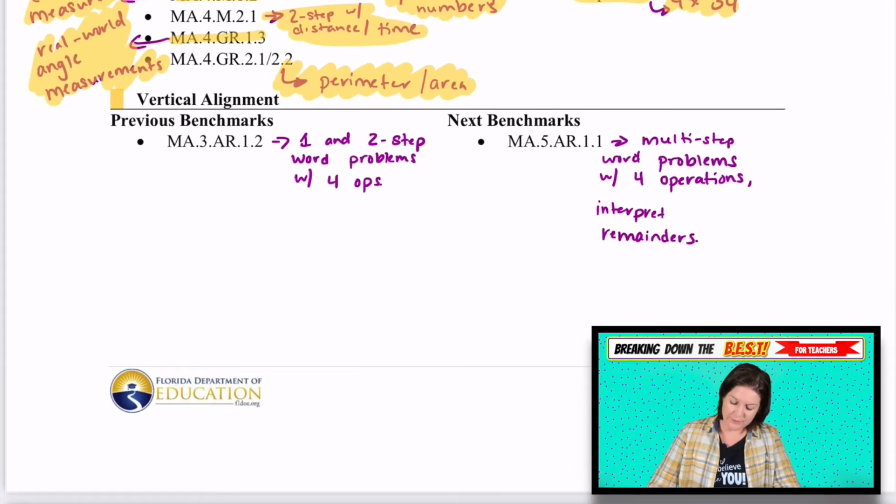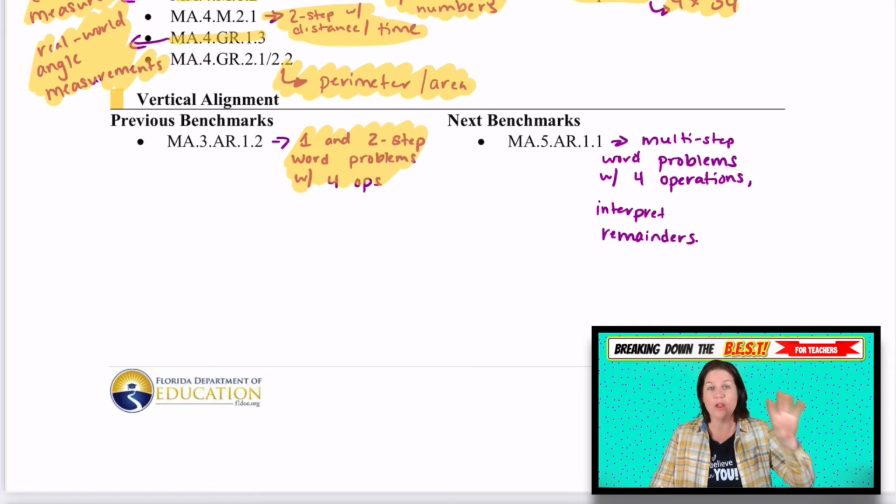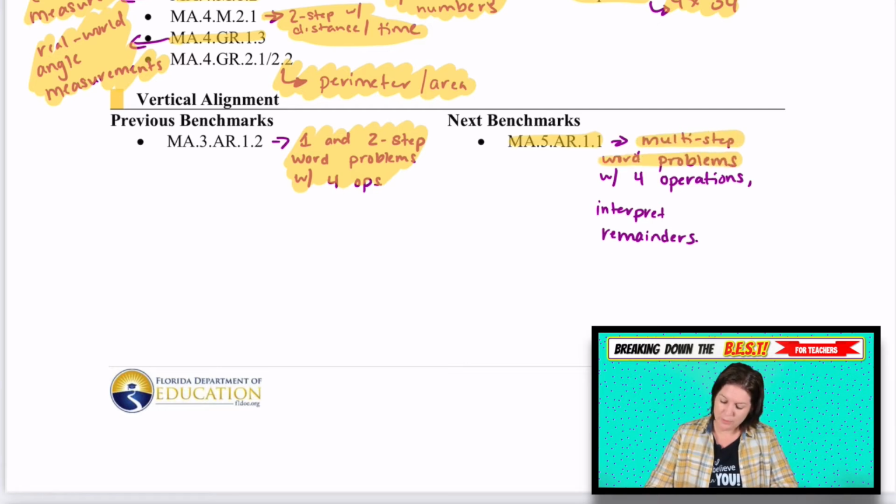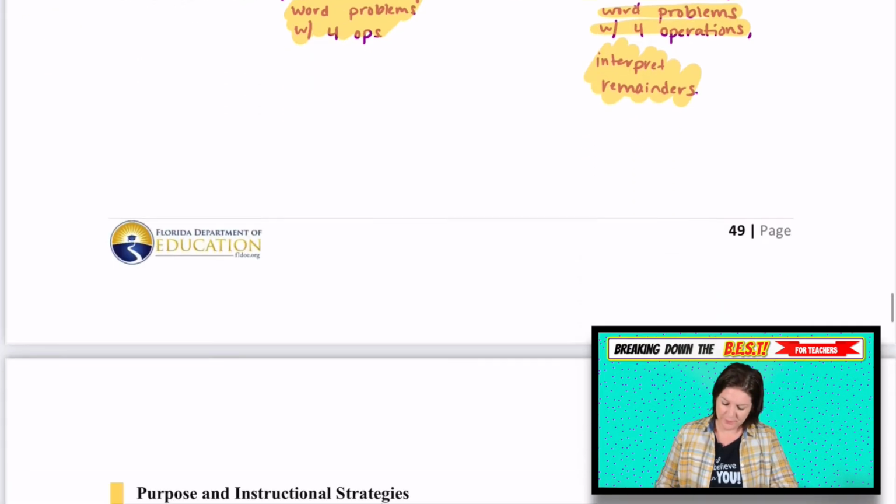Well, in 3rd grade, they practice with 1 and 2-step word problems with all 4 operations, adding, subtracting, multiplying, and dividing. So that will help with the standard in 4th grade. And where are they going to? In 5th grade, they have a standard where they have multi-step word problems with 4 operations, and they will also interpret the remainders there.